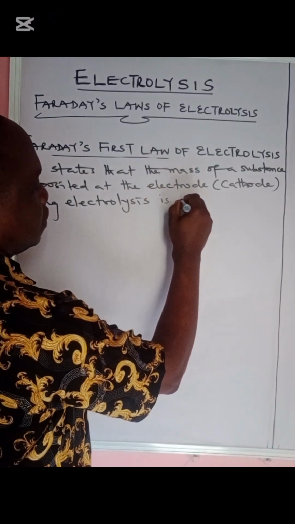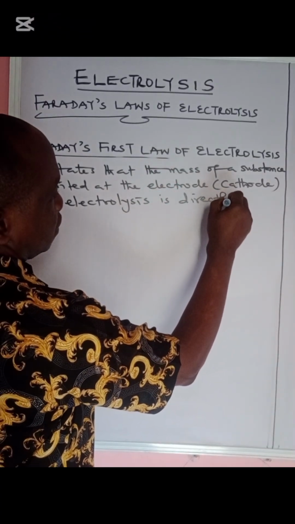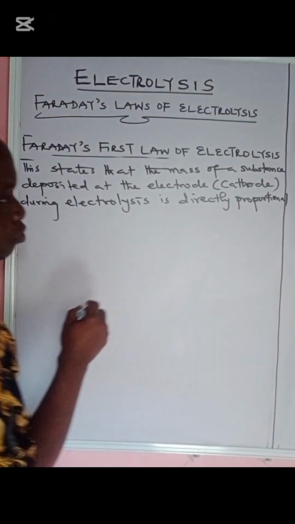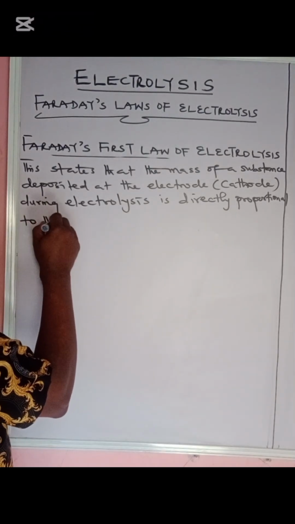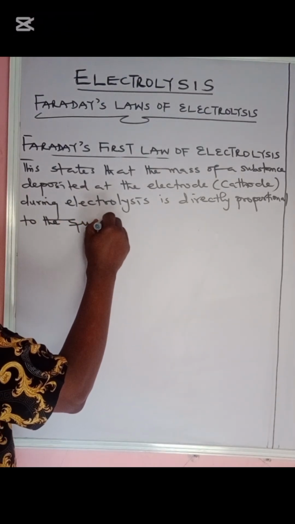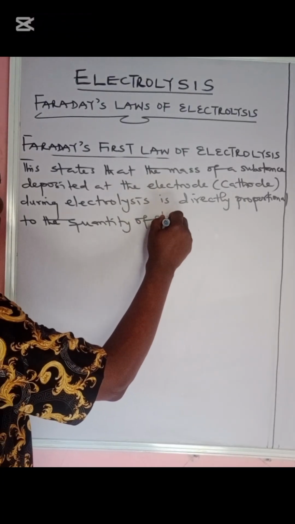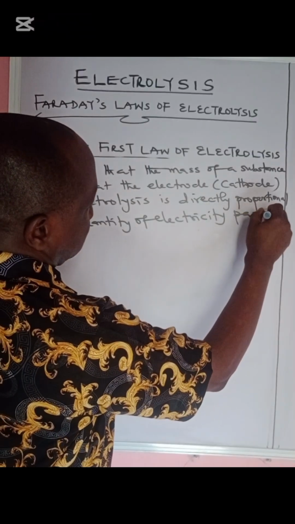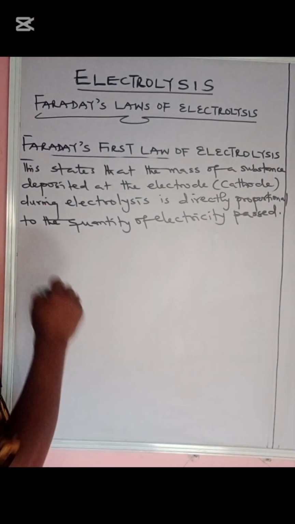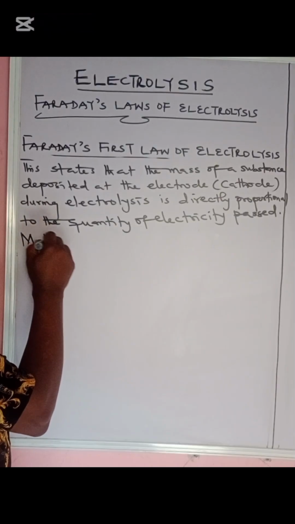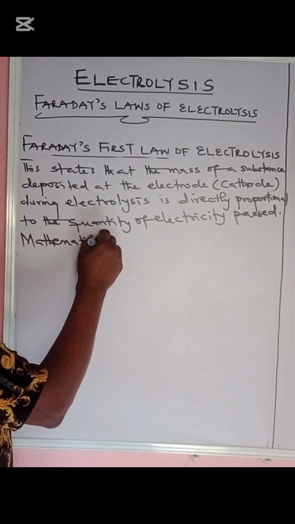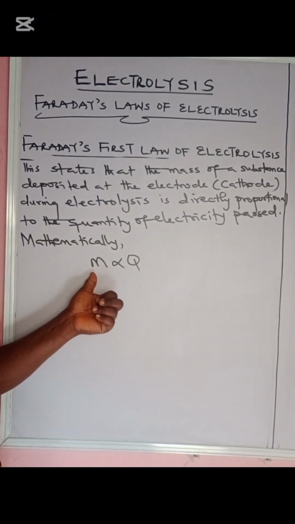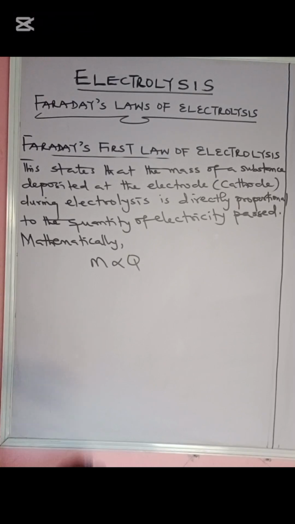is directly proportional to the quantity of electricity passed. Meaning mathematically, you can say m is directly proportional to Q, where m represents the mass, where Q represents the quantity of electricity passed.